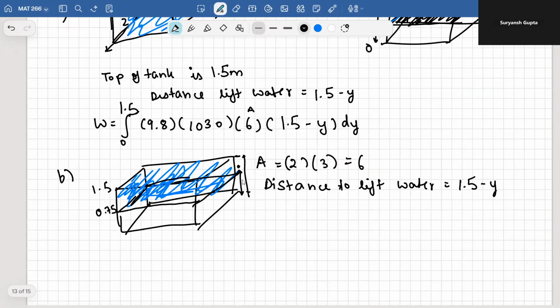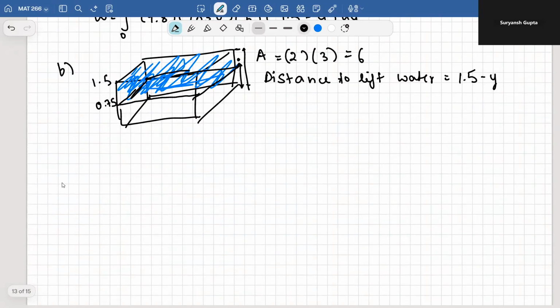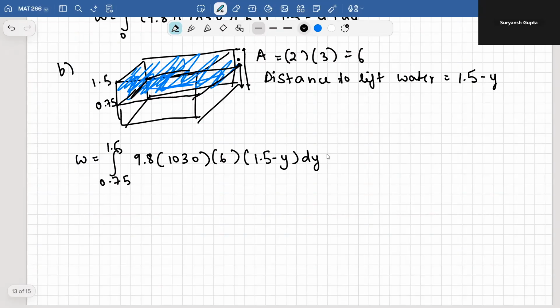So now that we have that, we can start writing the integral for our work, which goes from 0.75 to 1.5, because we only want to pump out half and the top half gets pumped out first. Inside the integral, we have our gravitational acceleration, our density of water, times the cross section, times the distance the water is lifted, dy. And this is the final expression for part B.